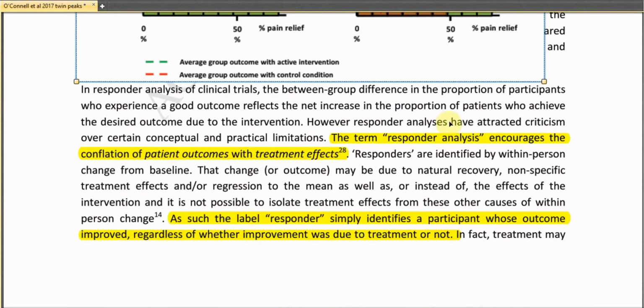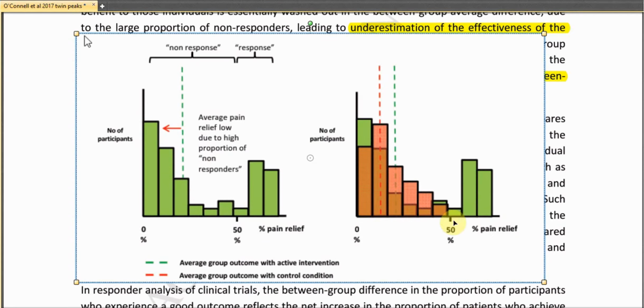So does this bear out in the research? Well, first of all, they explain why this idea of responder analysis is not as golden as it sounds. For example, just because we've got this bimodal distribution, just because we've got this group of people who get better, doesn't mean they've responded.